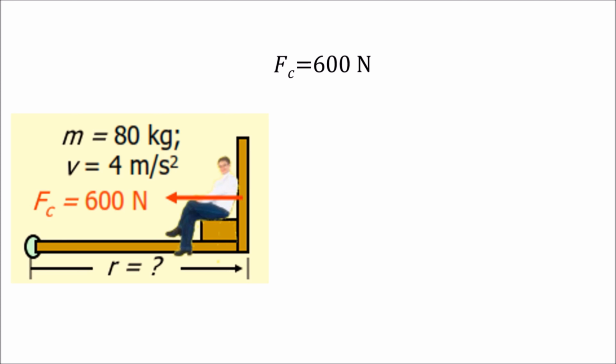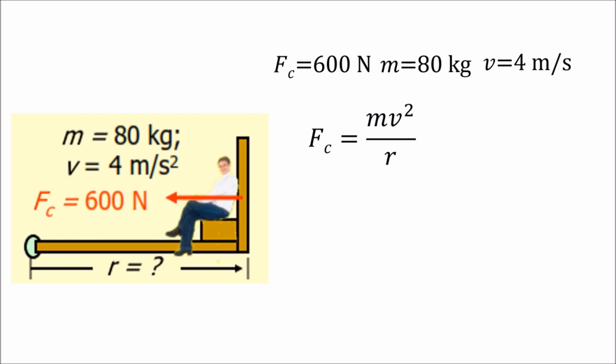The centripetal force, which is 600 newtons. The mass, which is 80 kilograms, and the velocity, which is 4 meters per second. Then, we need to state the equation for the centripetal force, which is mass times velocity squared all over radius. Then, we need to derive the radius from the equation. Radius is equal to mass times velocity squared all over centripetal force.